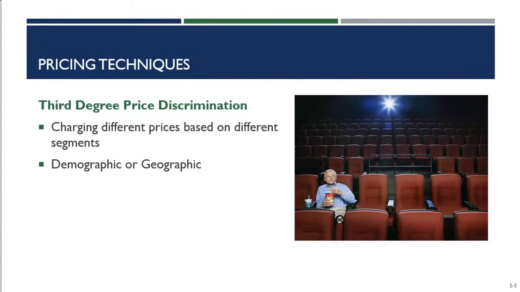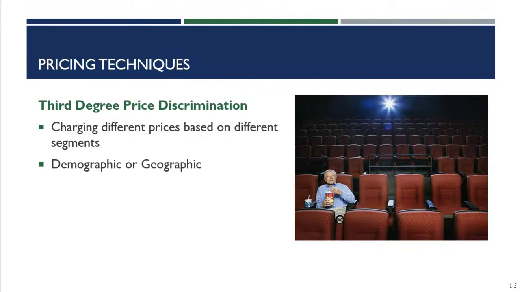Third-degree price discrimination, or variable pricing by market segment, is probably something that you all are very, very familiar with. Third-degree price discrimination charges different prices based on different segments of the market, so it could be demographic or geographic. You have a tool handy in your wallet right now that offers you third-degree price discrimination. If you've used your college ID to get a lower price, that would be a form of third-degree price discrimination.